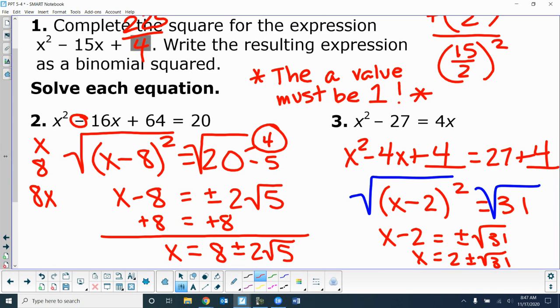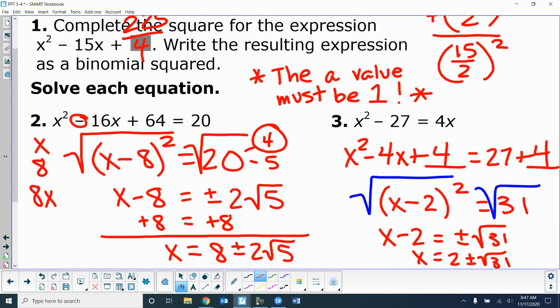For number 4, it was already one of these. So you had to factor it. It was going to be x minus 1 squared equals 3. And then take the square root and then add the 1. So you get 1 plus or minus the square root of 3 for number 4.